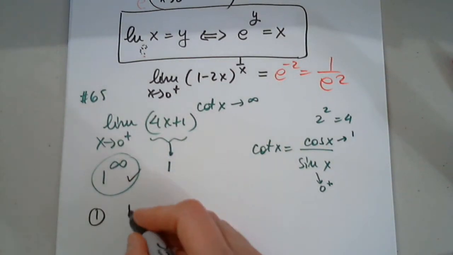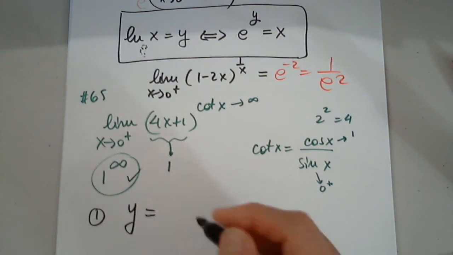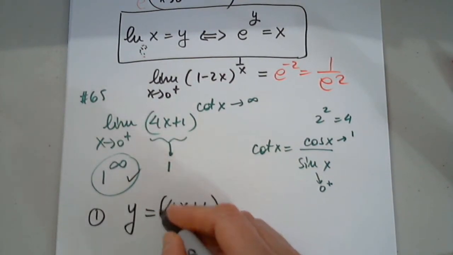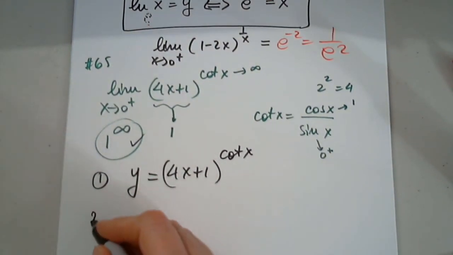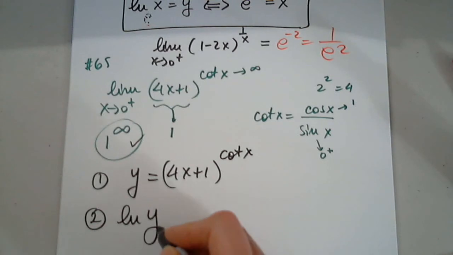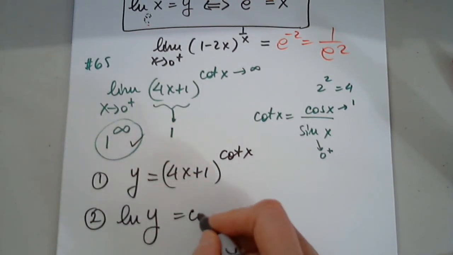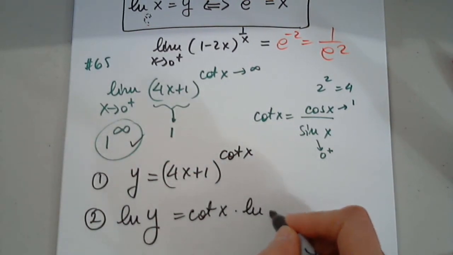So in the first step, I have to name the function. So this is it. This is a mandatory first step. In step 2, yes, I apply natural log. And cotangent goes in front because I'm lazy, I don't want to write it twice.